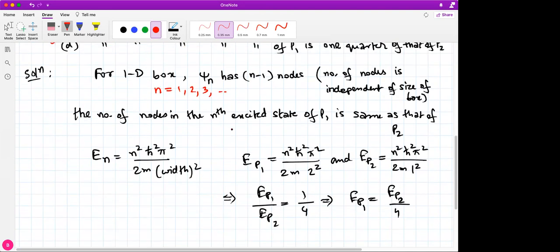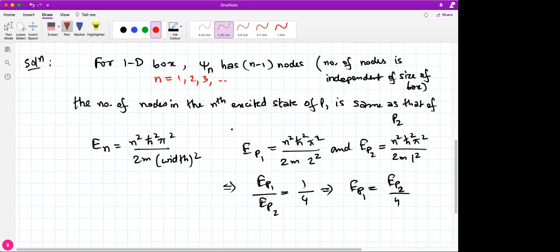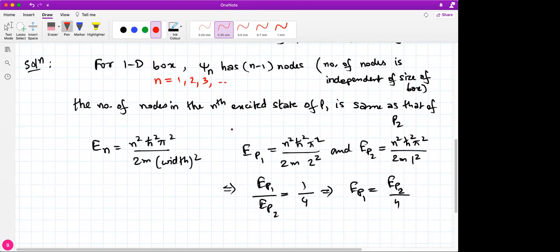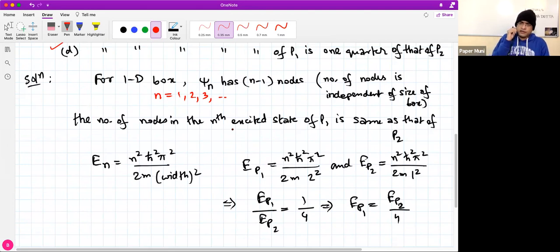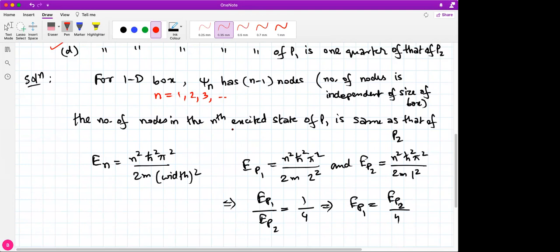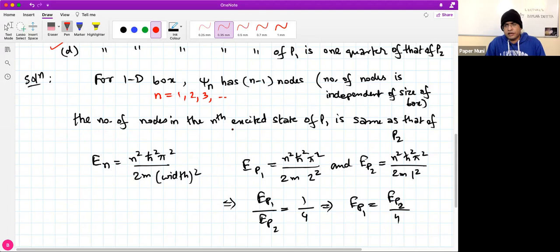Sir, is this statement that psi n has n minus 1 nodes, and that the number of nodes is independent of the size of the box, valid for 2D and 3D potentials also? For 2D and 3D potentials, yes, of course, there will be a pattern. In 1D it's clear to see the pattern, but in 2D, if you see the wave functions, they have components.